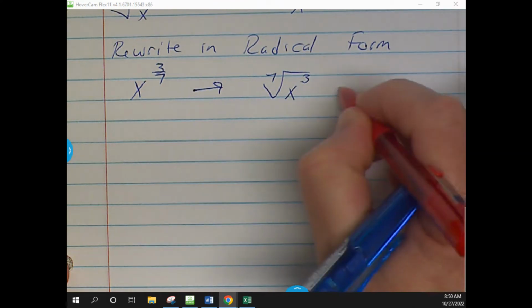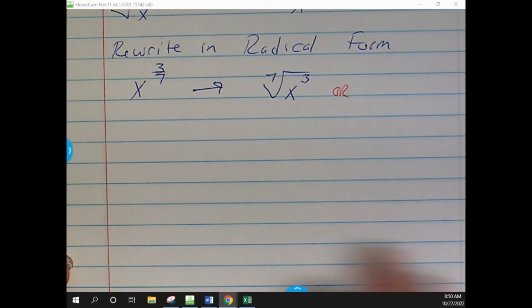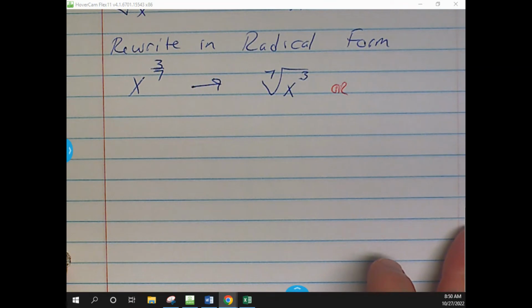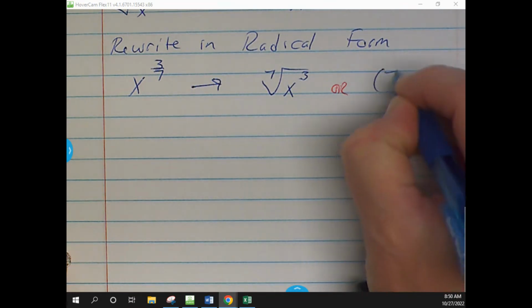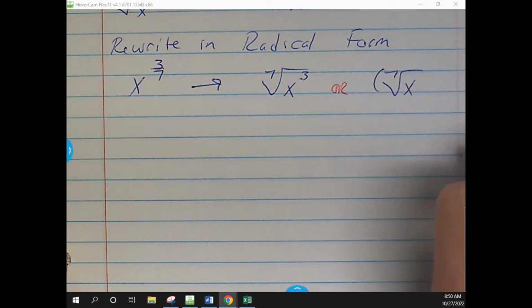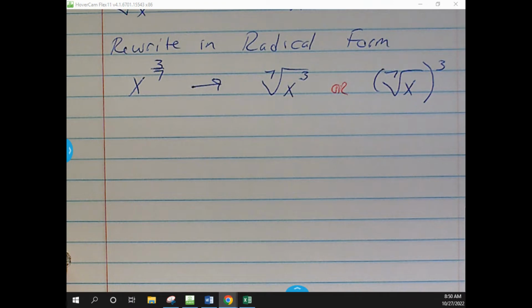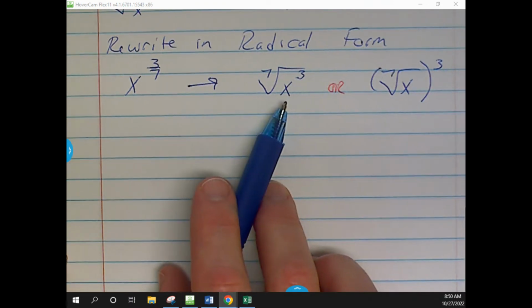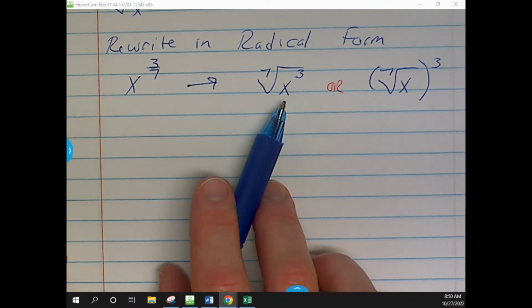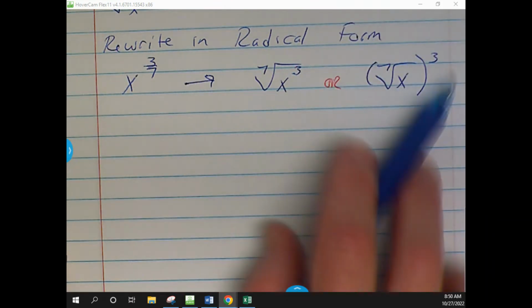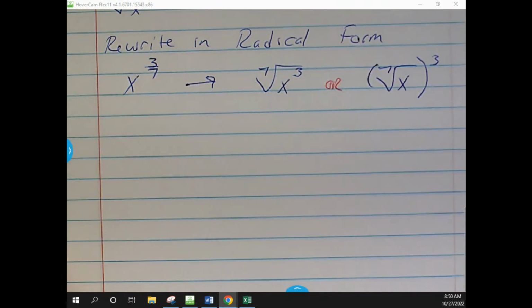Now we're going to do a little "or" on this one, because you actually could write these two different ways. You could write it as the 7th root of x, and then put your third power out there. Most of the time, this is probably our better choice, but when they ask you to start simplifying and we actually start working some of these, we're going to do it this way because it'll be easier to use a calculator to get the answer in that part.